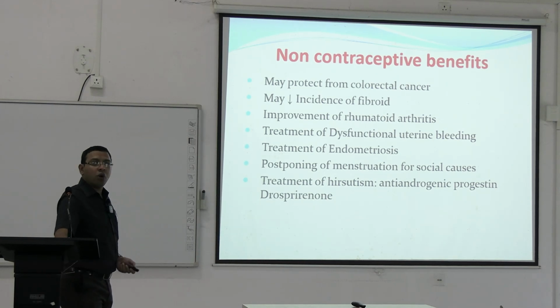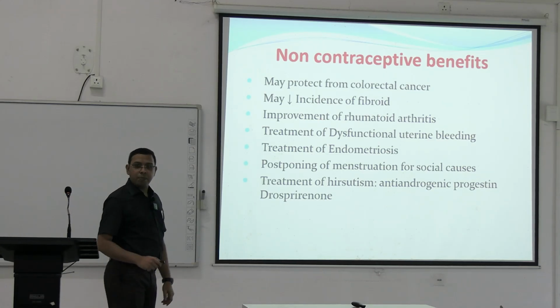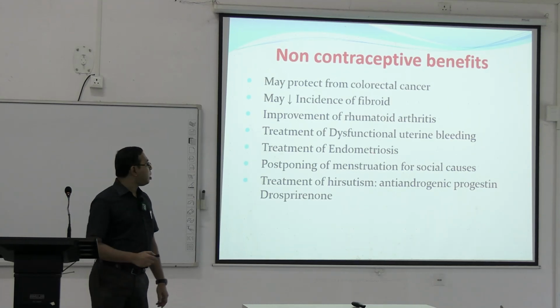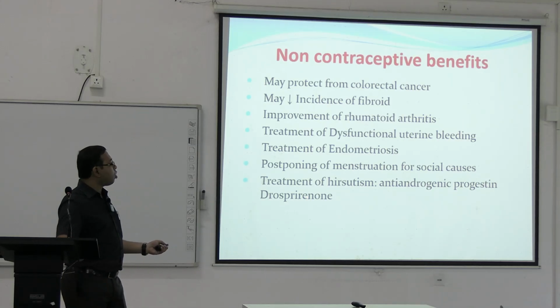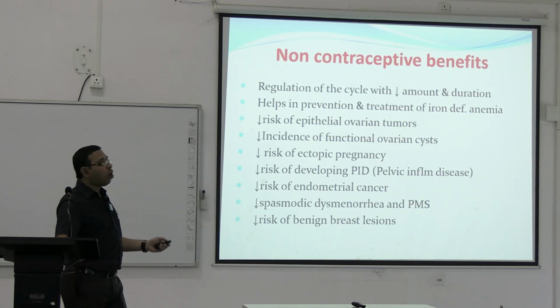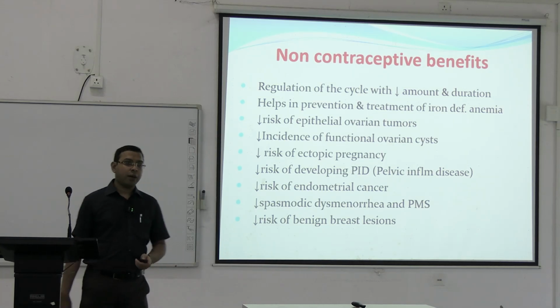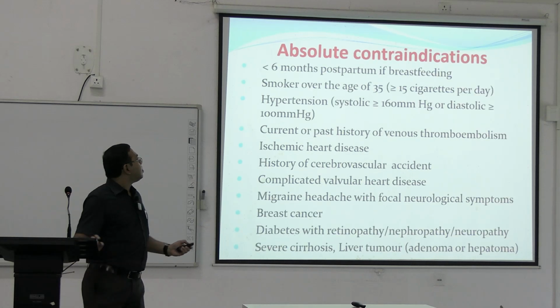It may protect from colorectal cancer, may decrease the incidence of fibroids, improve rheumatoid arthritis, and treat dysfunctional uterine bleeding, as we have already discussed. It treats endometriosis, allows postponing of menstruation for social reasons, and treats hirsutism, where an anti-androgenic progestin like drospirenone can be used. So these are the non-contraceptive benefits of the contraceptives. This is a very important question. Okay, so all these are the non-contraceptive benefits of the contraceptive.